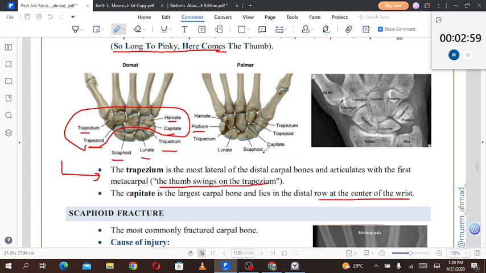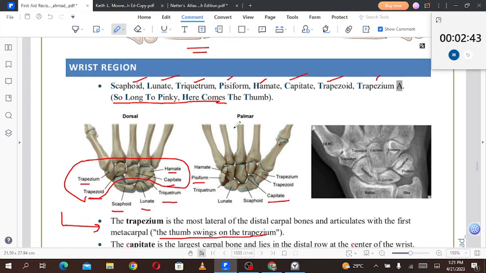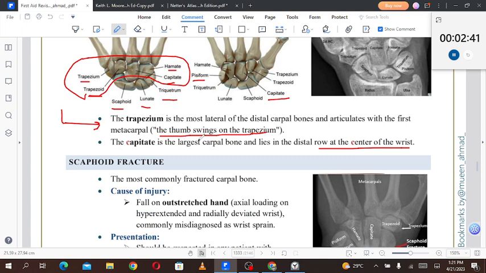The capitate, where is capitate? The capitate is over here, so it is in the distal row. There are 2 rows: the distal row, that is towards the hand, towards the fingers, and the proximal row, that is towards the arm or towards the forearm, you can say that. The capitate bone is the largest of all the carpal bones, and it is present in the center of the distal row.